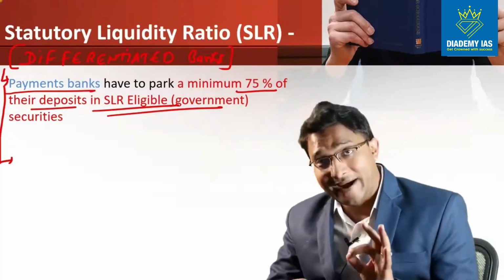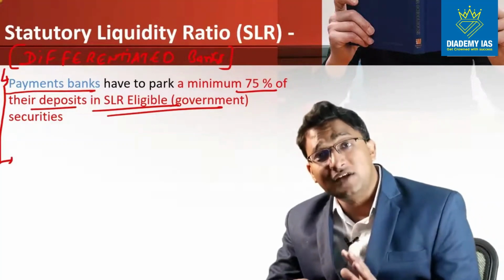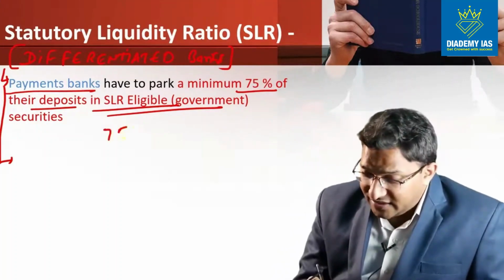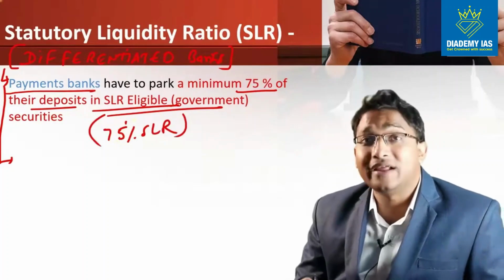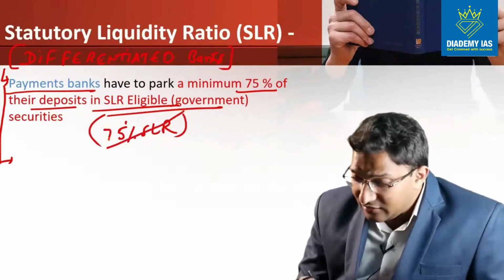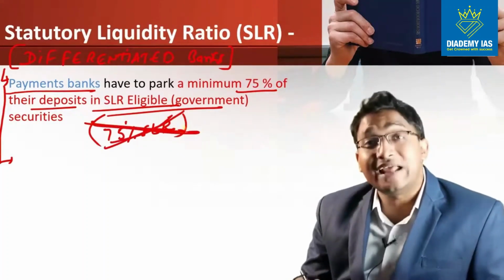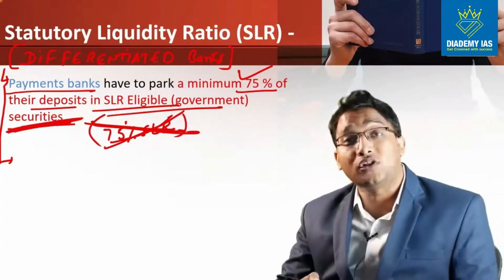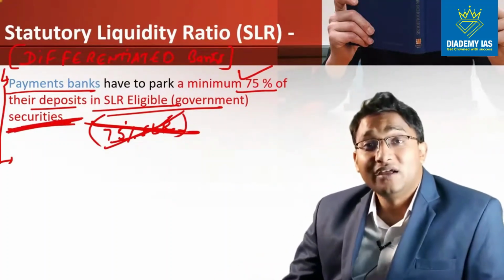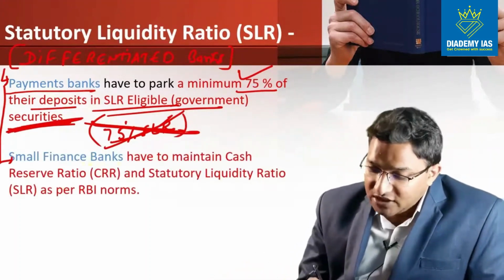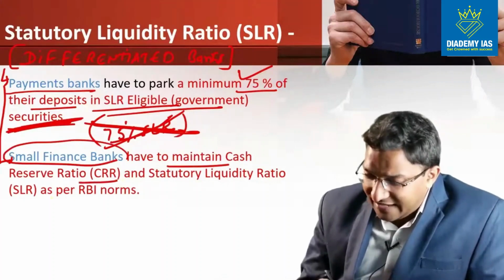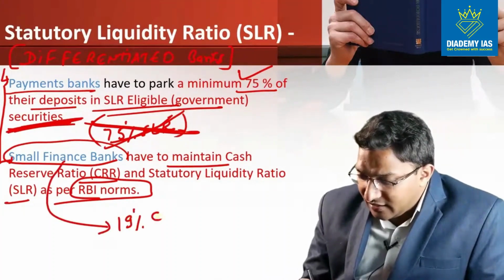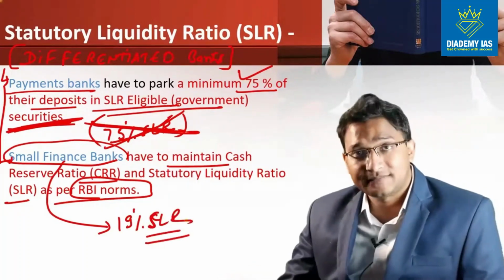Friends, please keep in mind, SLR eligible securities does not mean that the payment bank has to maintain 75% SLR. When I say 75% SLR, that means the bank can keep it in gold, in cash, or in government securities. But as per the RBI norm, it is not 75% SLR. Rather, they have to maintain 75% only in securities, not in cash or gold. So please be careful. This can be one of the areas asked in the examination. Next, small finance banks have to maintain both the CRR and the SLR as per RBI norms. That means small finance banks also have to maintain 19% SLR, just like other banks.